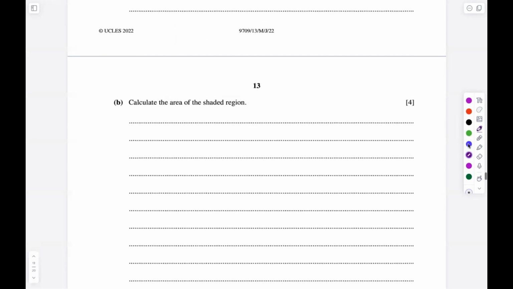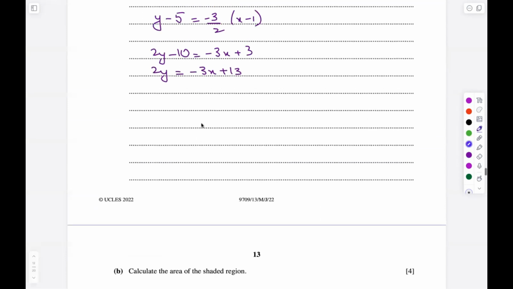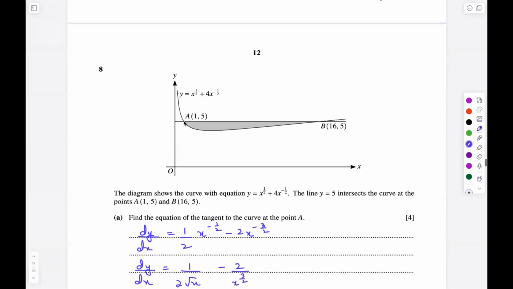In part B, we have to calculate the area of the shaded region. Now to find the area of the shaded region, we can first make a straight line from A and a straight line from B. So we'll have to find the area under the line. Now the area under the line is basically a rectangle.